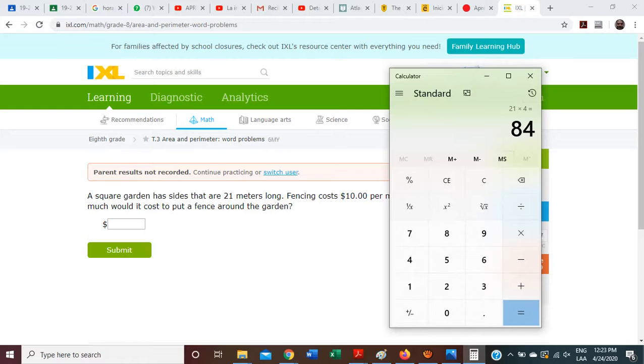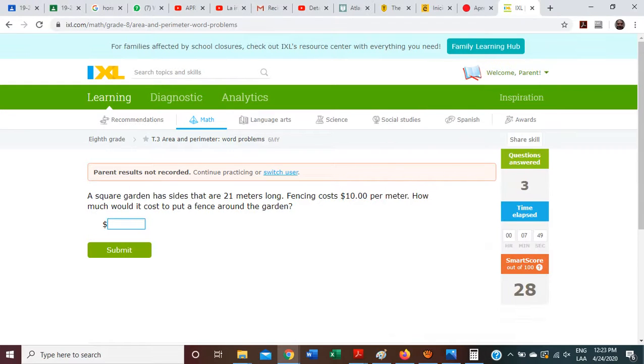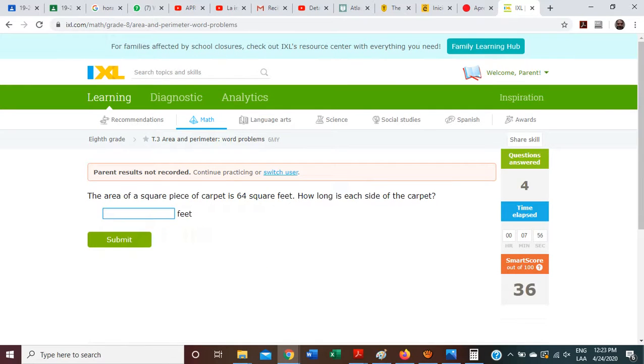But this is not the answer, this is the perimeter. For each of these meters we have to spend $10. So we need to multiply it by 10, which equals $840, the amount that we have to spend. All right, brilliant. The area of a square piece of carpet is 64 square feet.